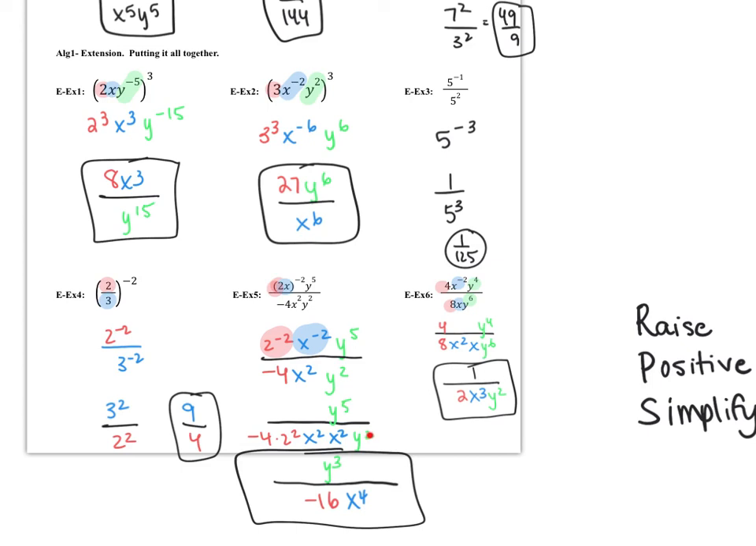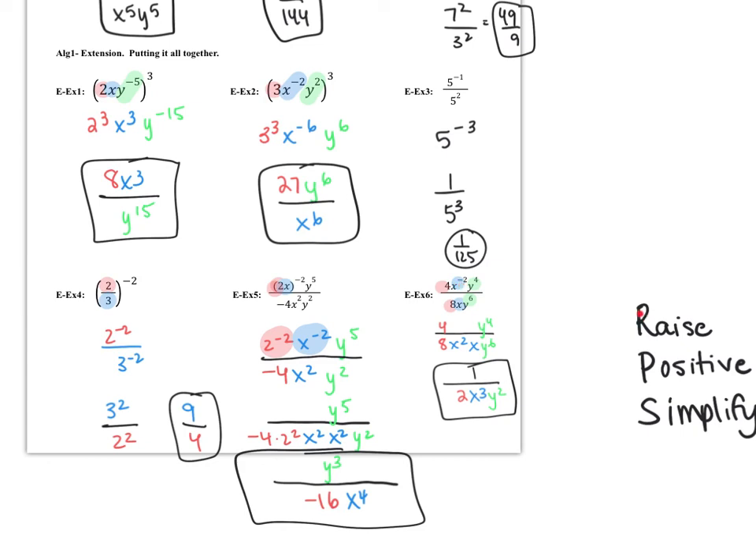So y to the 5th divided by y to the 2nd becomes y to the 3rd, and those would be on the top because there were more y's on the top. X to the 2nd times x to the 2nd would be x to the 4th, and then 2 times 2 is 4 times -4 is -16, for a final answer of y to the 3rd over -16 x to the 4th.